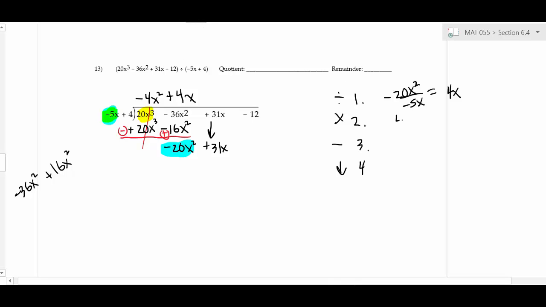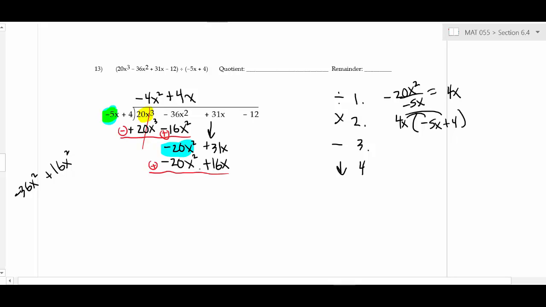Now we're going to do 4x times negative 5x plus 4. So you always just take that times whatever you're dividing by. Do that in your head. See, this is negative 20x squared. See how that matches? It better, or you're messing up. Then the next one is plus 16x like that. Okay, so we've done the multiplication. All right, what am I trying to get you to do on subtraction?